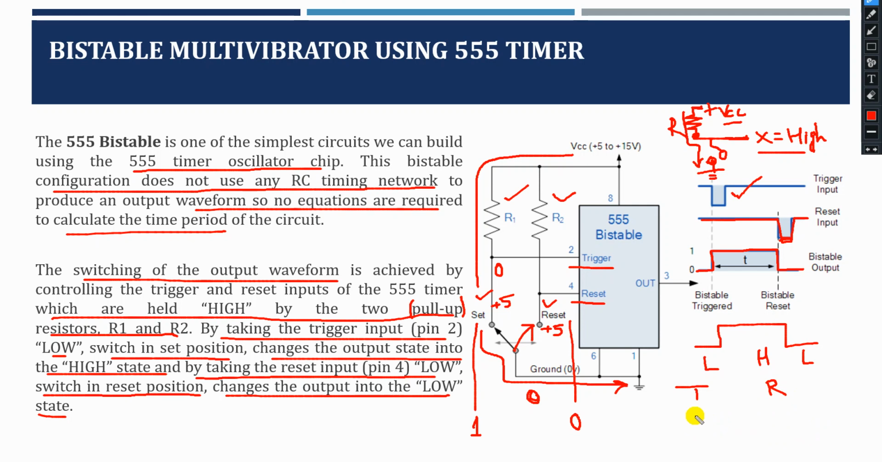So now, when the trigger pulse is 0 and the reset is high, your output remains high. Next, your trigger is 1 and your reset is 0. Let us see what happens. It goes to low and remains low. So that is how your trigger and reset system works in bistable. So this is a bistable multivibrator using the 555 timer.